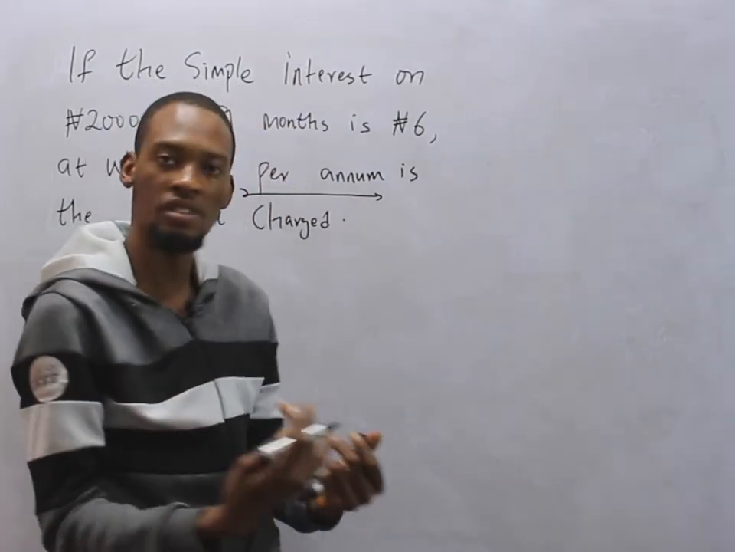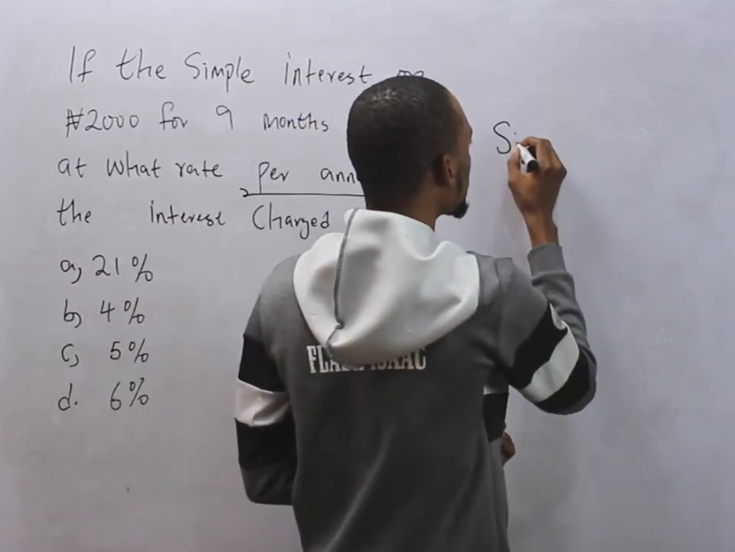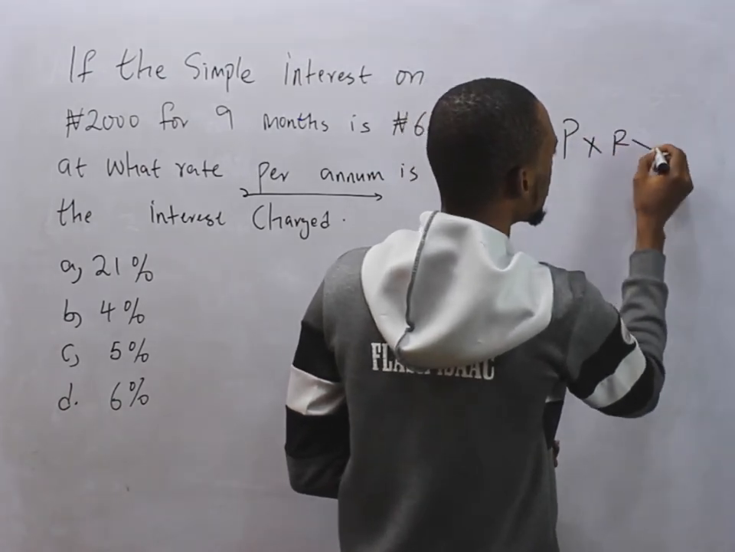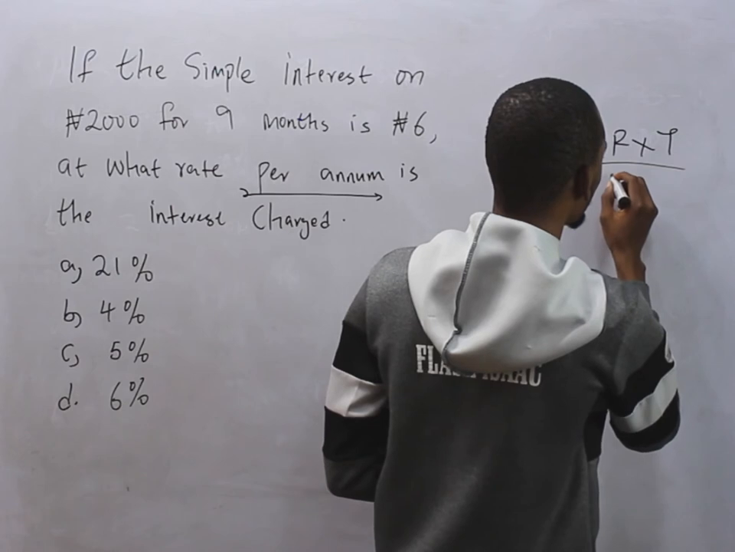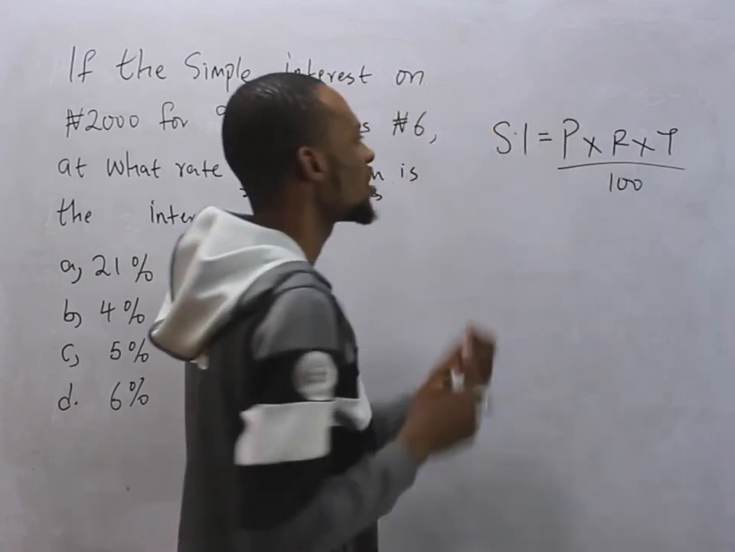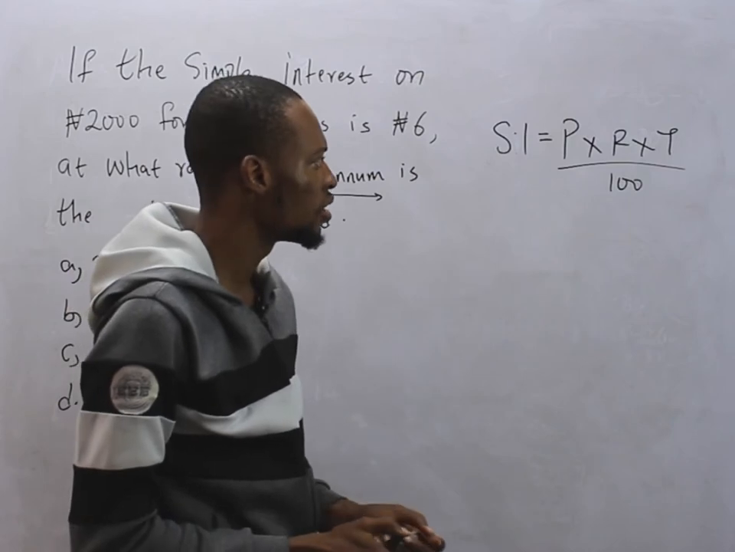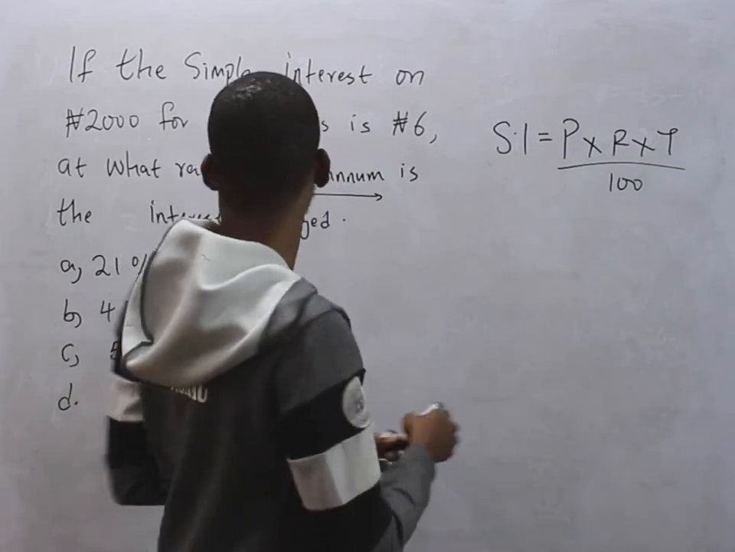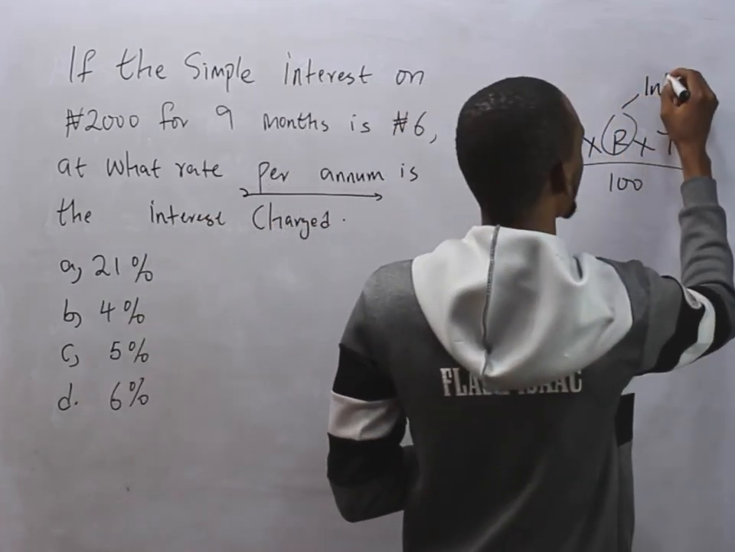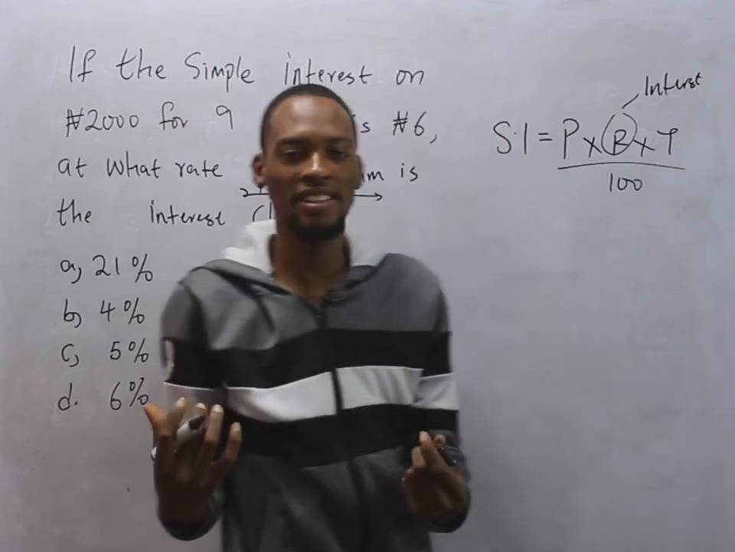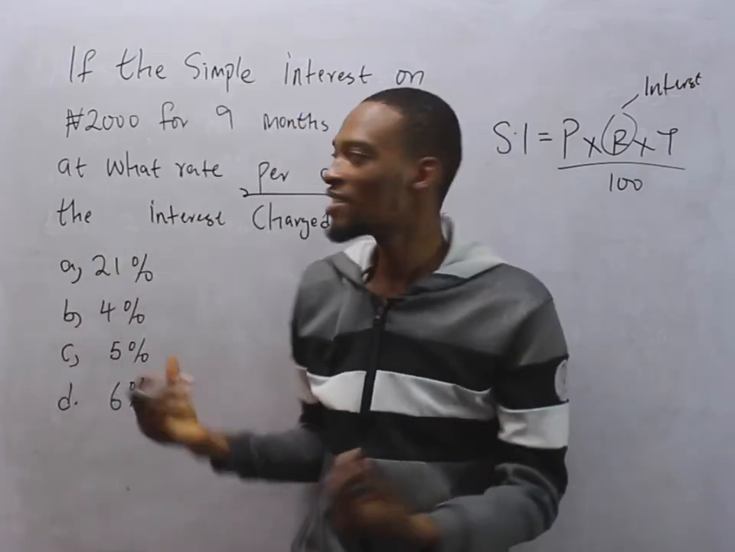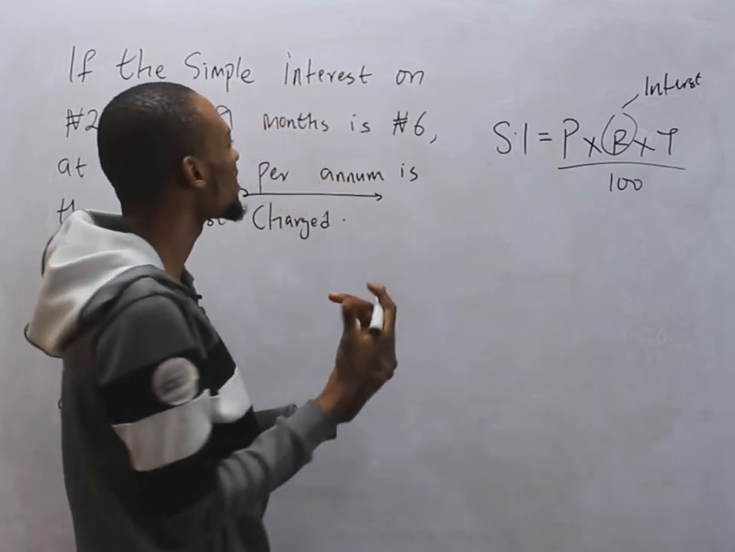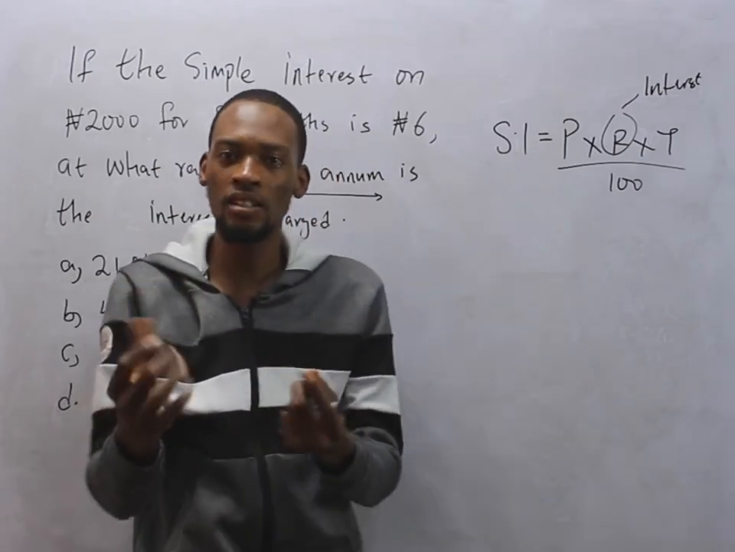Now, the formula for simple interest is this. Simple interest is equals principal times rate times time over 100. This is the formula for simple interest, where principal is 2000 naira, rate is what we are asked for, and the time given is 9 months, but we are calculating per annum. Simple interest is meant to be calculated in years, not months.